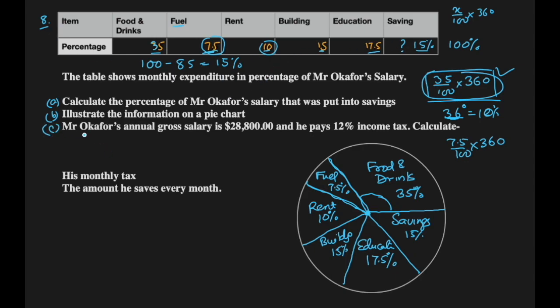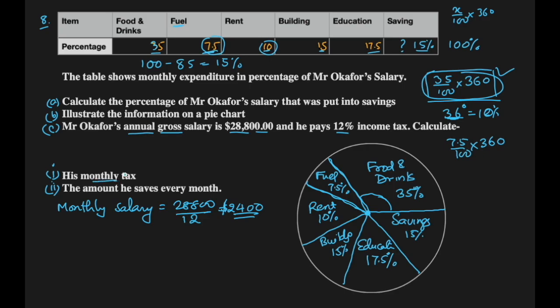Next, C part. Mr. Okafor's annual gross salary is 28,800, and he pays 12% income tax on this. Okay, calculate his monthly tax and the amount he saves every month. So let's find his monthly salary first, because that's the annual salary, right? Annual gross salary. So monthly salary will be $28,800 divided by 12. And if I try to find it, $2,400 is his monthly salary.